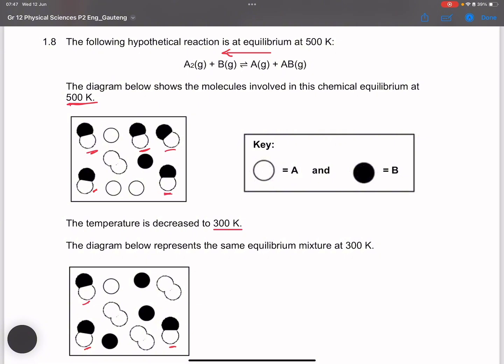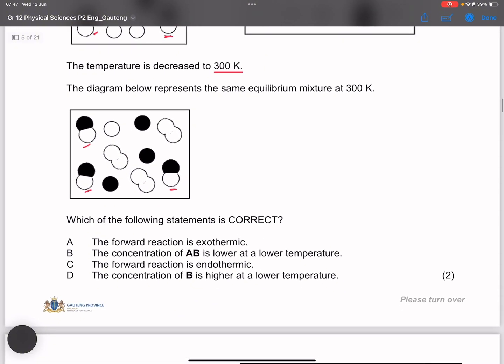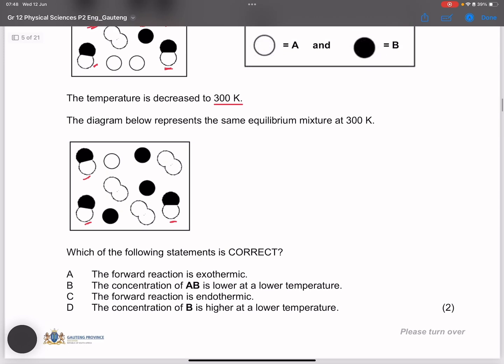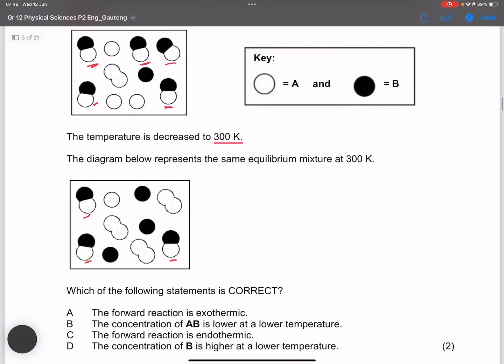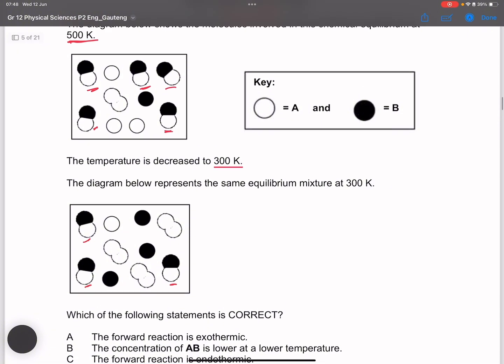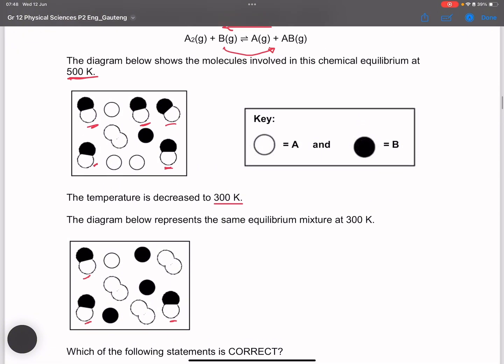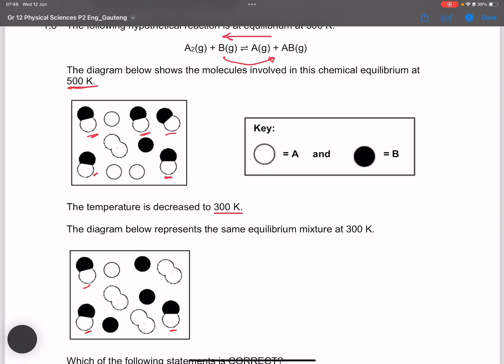So it tells you that the reverse reaction is exothermic. So it must tell us that the forward reaction is endothermic. Okay, right. Let's look at the options. They say which of the following statements is correct? They said the forward reaction is exothermic. Okay, that is not true. Right? Please remember, we said that in this case, the reverse reaction was exothermic since it was favored.